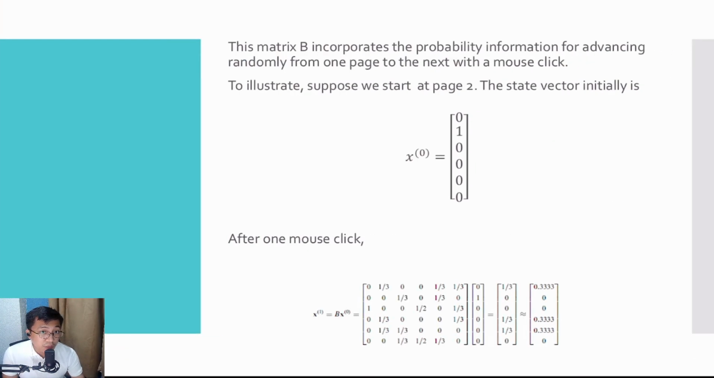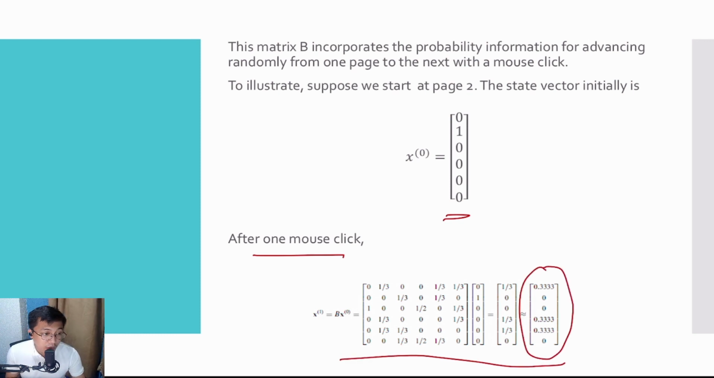Okay, this matrix B incorporates the probability transformation information for advancing randomly from one page to the next with a mouse click. So suppose again we start from page 2. The state vector is this, and after one mouse click, we will get this. And if you notice, the result is now a stochastic vector, which means that there is a 33% chance that she will go to either page 1, 4, or page 5. Okay?